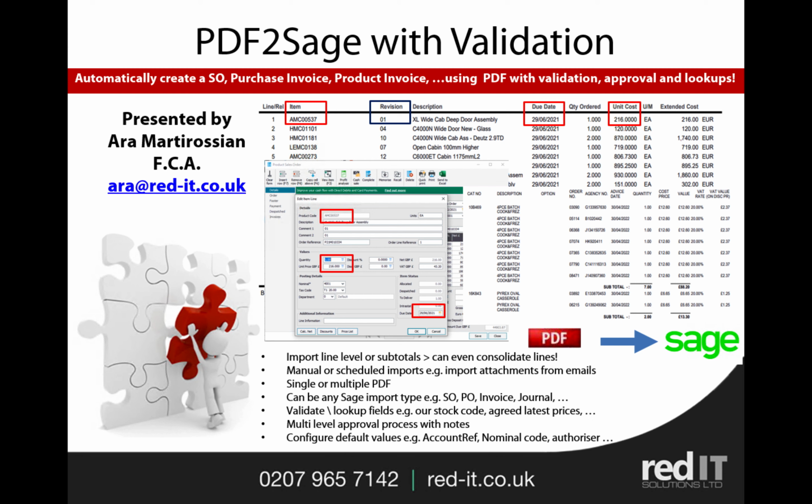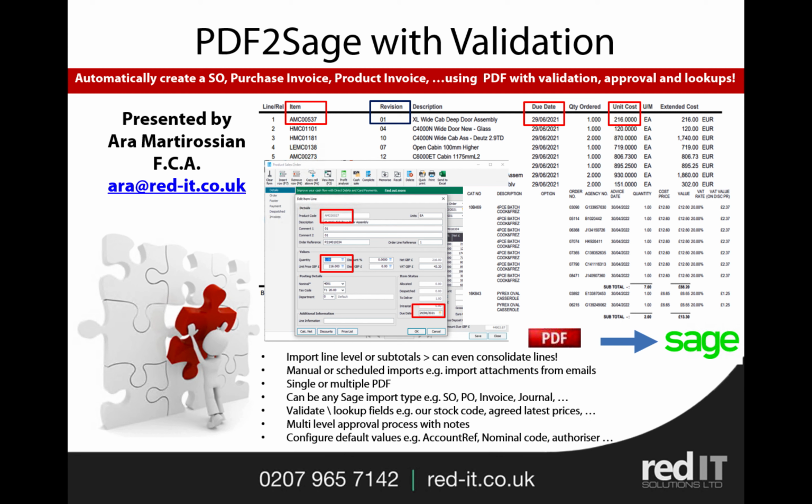Now, most often an invoice might be received as a PDF, so that would go in as a supplier invoice. But you could have a purchase order from a customer and might want to bring that in as a sales order or a product invoice, and we'll look at that in a second. Data in the PDF can also be validated against your own Sage records.